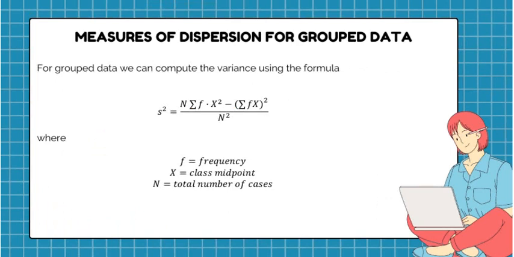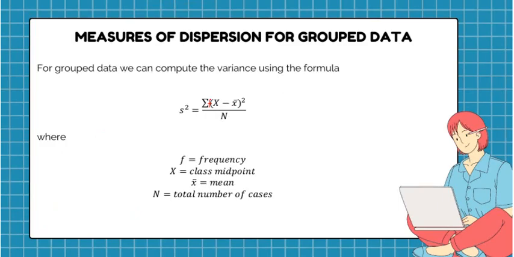And we also have another formula, which is an alternative formula for variance as well, which is s squared is equal to the summation of f times x minus x bar squared divided by n, where f is equal to the frequency, x is equal to the class midpoint, x bar is equal to the mean, n is equal to the total number of cases.